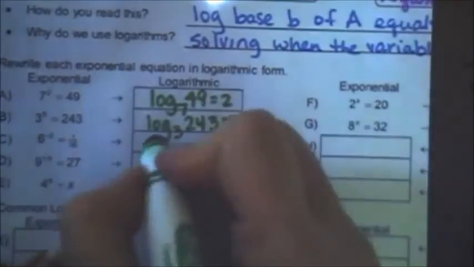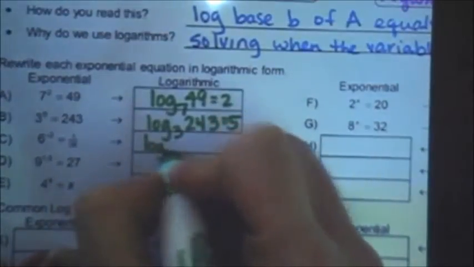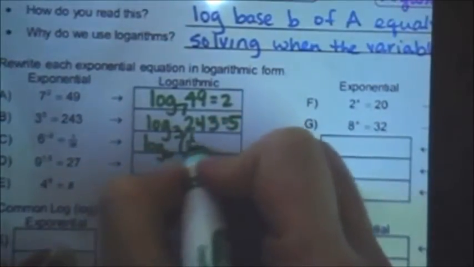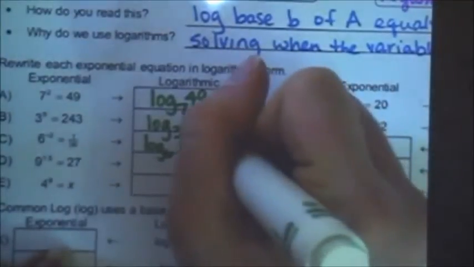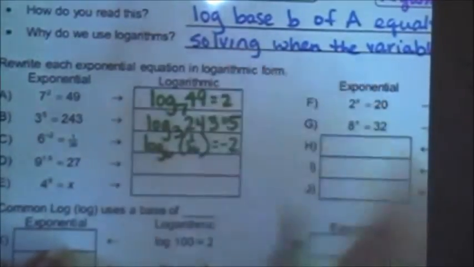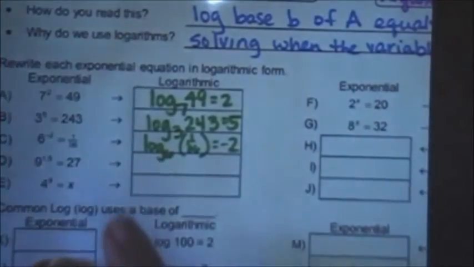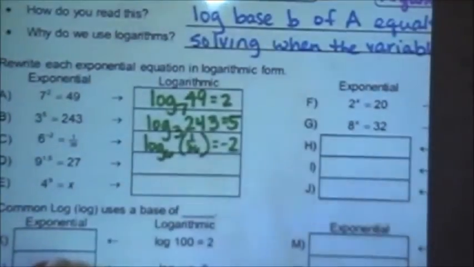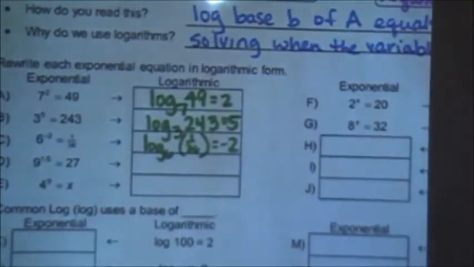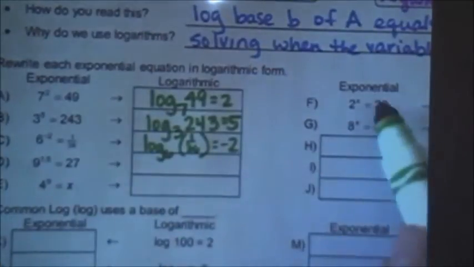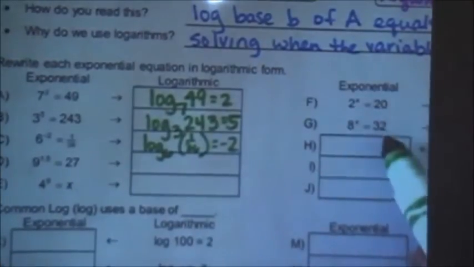So this one's going to be log base 6 of 1 over 36 equals negative 2. So you're just rewriting. So I think you can probably do D, E, F, and G, no problems. Just rewrite those. Now we're not solving. Even though these have x's in them, you're not being asked to solve anything yet. We'll solve a little later.